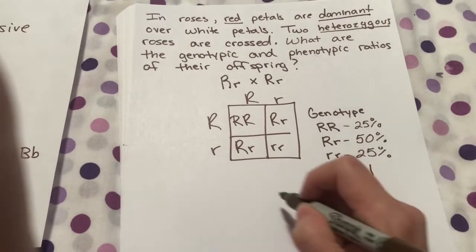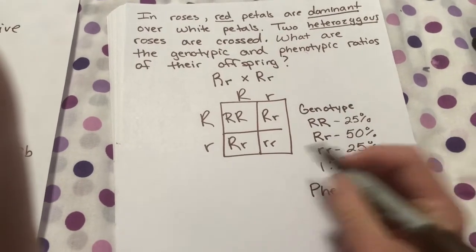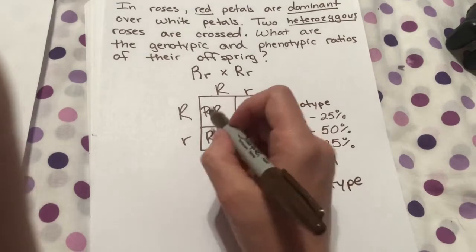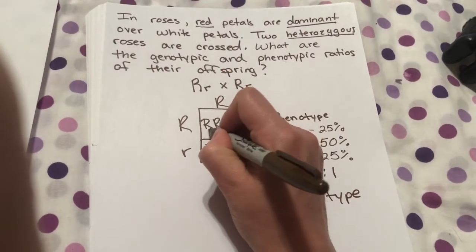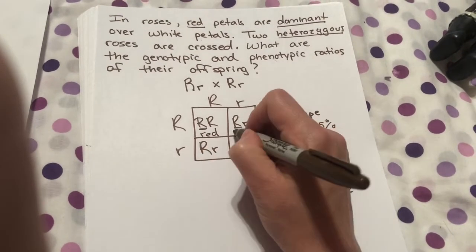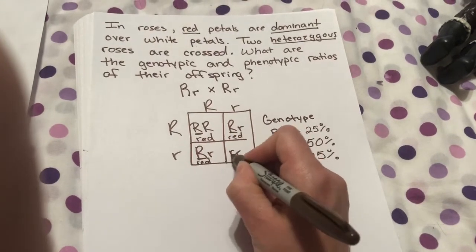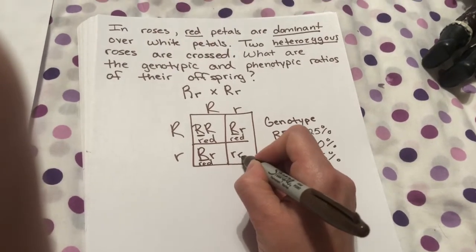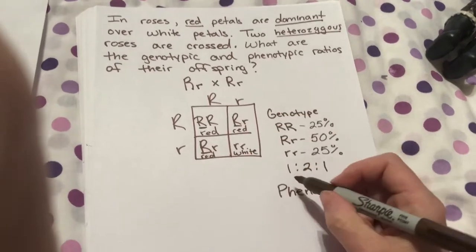Okay. Now, when I say phenotype, I want to know the looks. So I'm going to say, okay, this one, does it have red or white petals? This one has that dominant R, so this one has red petals. This one also has a dominant R, they have red petals. Dominant R, red petals. There's no big R here. So since there's no big R, this one has to have white petals.